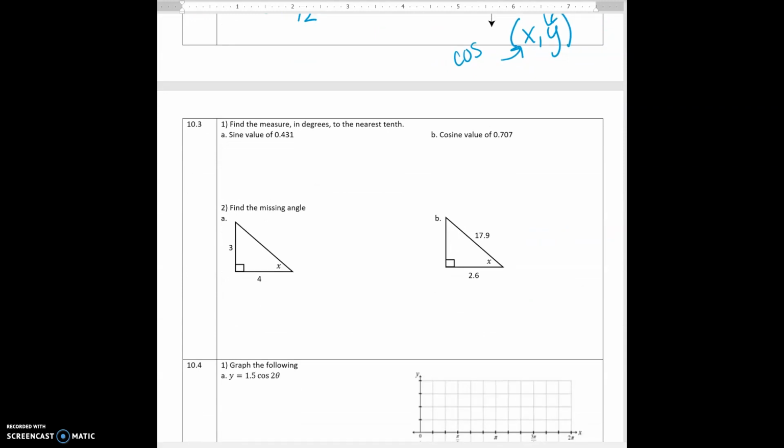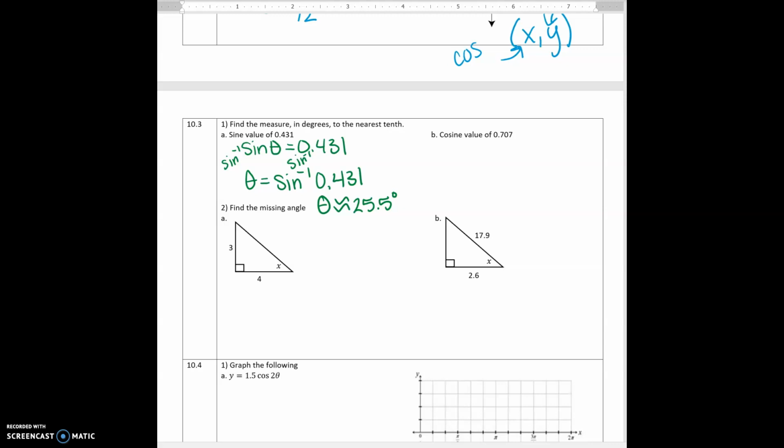Next is find the measure in degrees to the nearest tenth. This is 10.3. This is the last section that we had just covered using the inverses. So this is saying sine value of theta equals 0.431. And we want to find the actual angle measure. So remember, we take the sine inverse of both sides. So theta equals the sine inverse of 0.431. So theta to the nearest tenth would be 25.5 degrees.